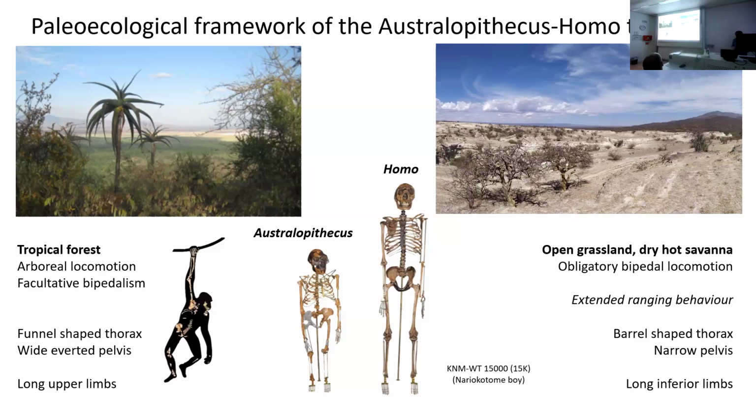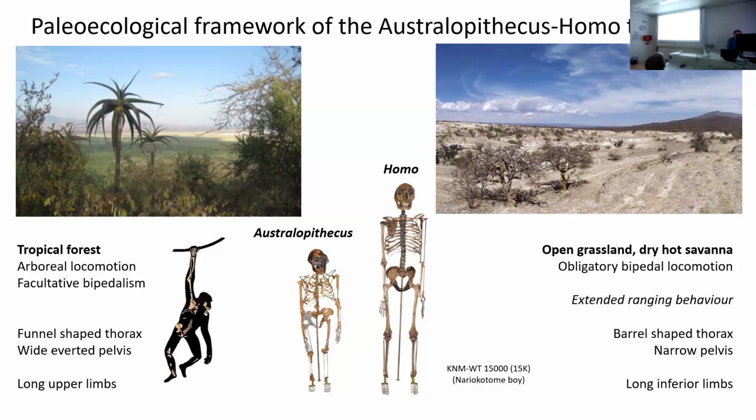In turn, the first complete representation of early Homo is usually referred to the anatomy of the skeleton formally known as KNM-WT 15000, or 15K, but informally known as the Nariokotome boy. This is characterized by already these elongated lower limbs, and they are thought to be adaptations to an extended ranging behavior which became necessary in these different landscapes.